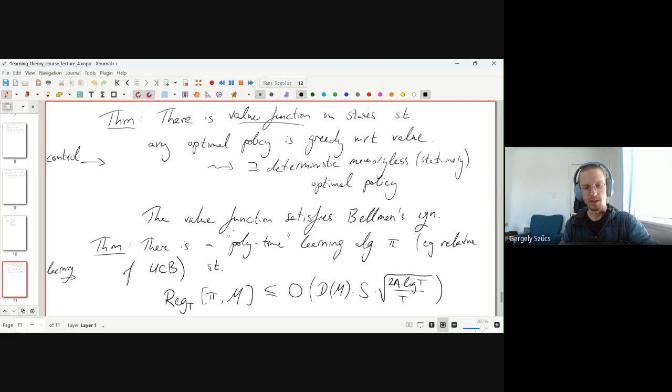There was a question asking, can you derive one bandit learning algorithm from its properties? Is the question if you can use a bandit algorithm to get a learning algorithm for MDPs?